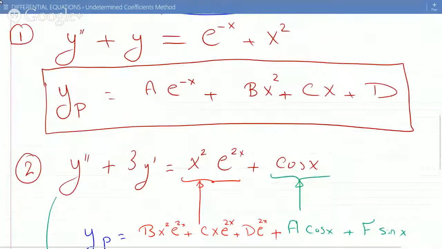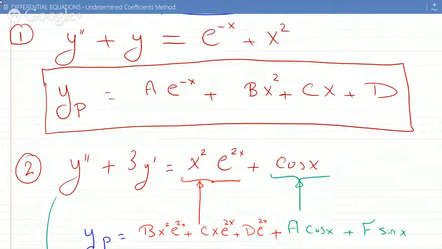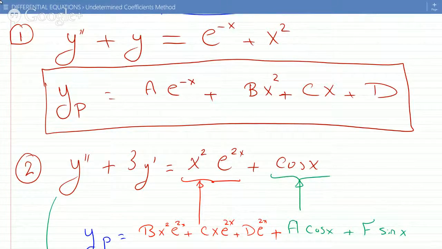So on the first one, the right-hand side is, number 1, e to the minus x plus x squared. So you have an exponential term and a polynomial, and you have to account for each one of those for your particular solution. The particular solution is basically designed to match the non-homogeneous term in your differential equation, which is the right-hand side.